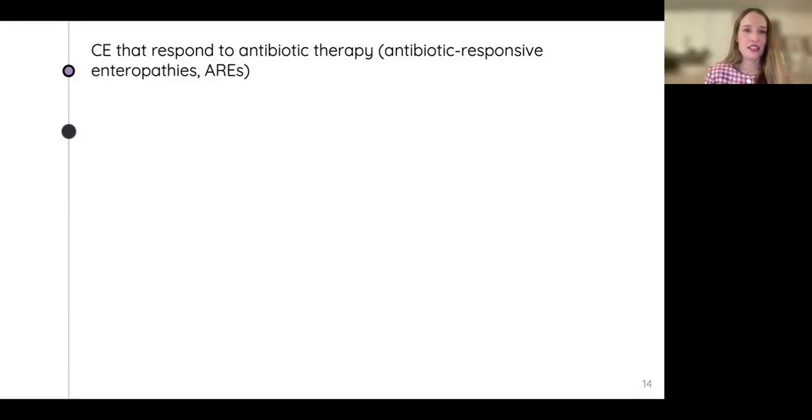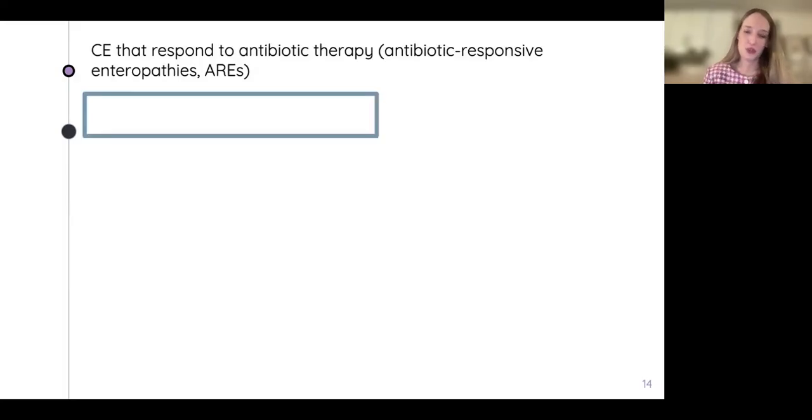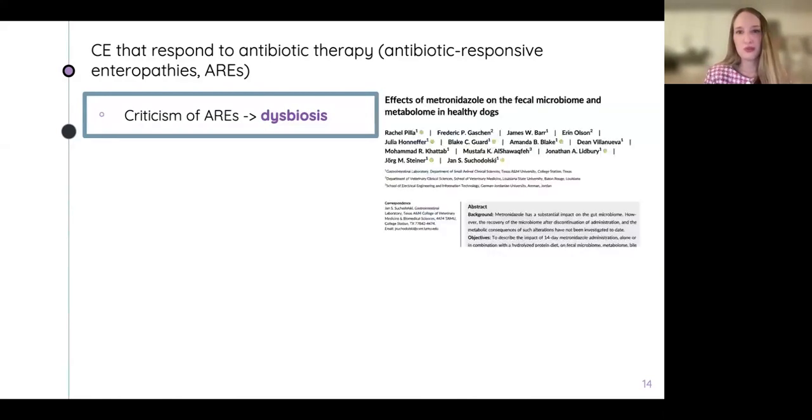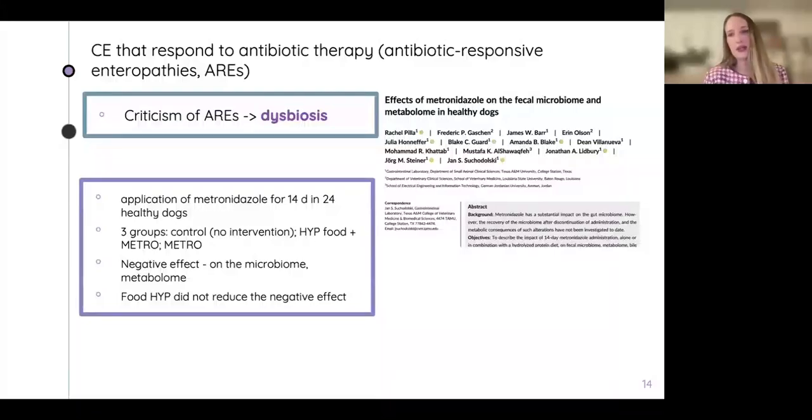And then this group that would follow, I just wanted to mention what is the big problem with antibiotic responsive enteropathies, and why this modality is being criticized that much and now being replaced with other things: antibiotics would cause dysbiosis. And I just wanted to show you this paper that really pictures that quite nicely.